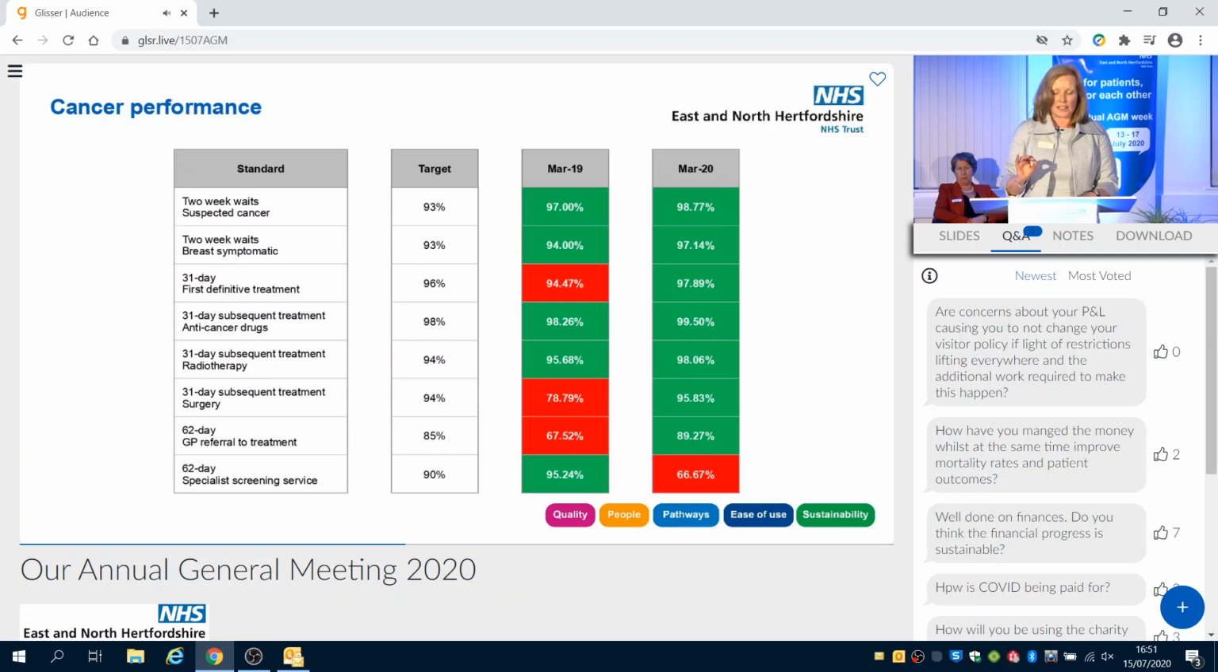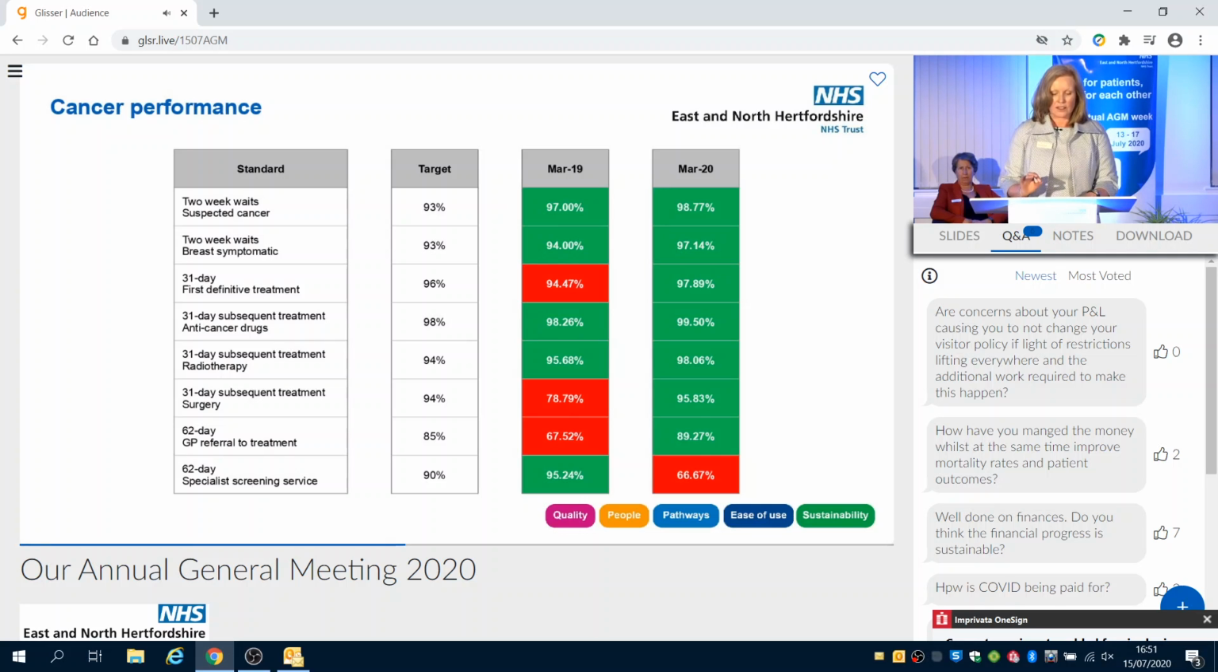The cancer standard that is the most meaningful to patients is the 62-day cancer standard. And this means that patients need to be seen, diagnosed and treated within 2 months of being referred from their GP. This target is at 85%, and we achieved 89% in March, which is great for our patients, showing faster diagnosis and early treatment. So we get better patient outcomes, which is our absolute goal.